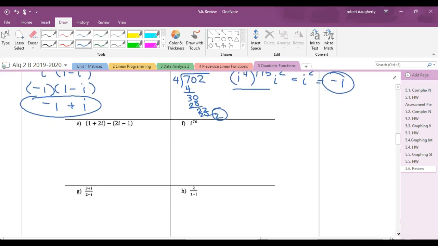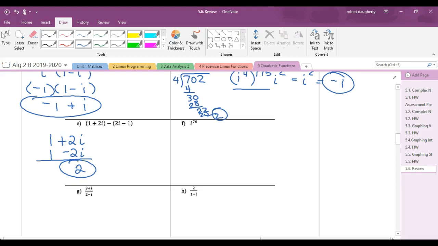Here we have subtraction again. So 1 plus 2i. And what some people do is write it out from left to right. Then I'm going to have what? Minus 2i, and then minus minus 1, that's plus 1. Add all these together, and your answer is 2.